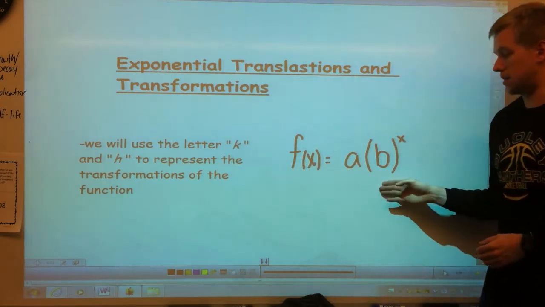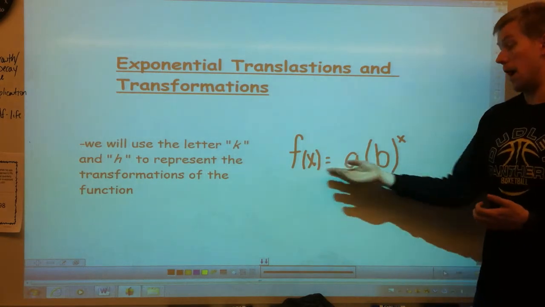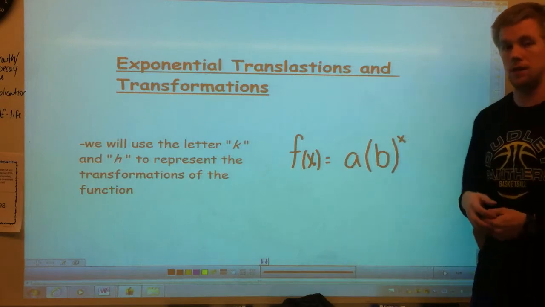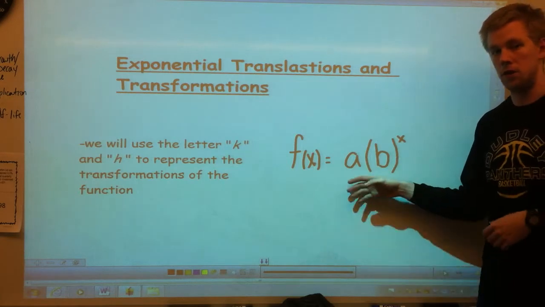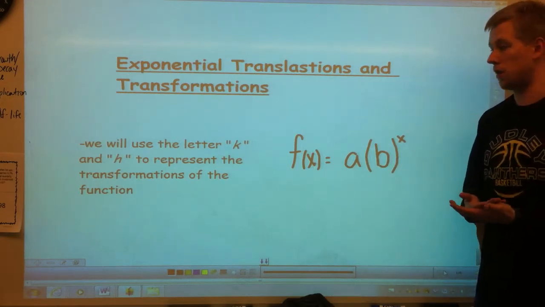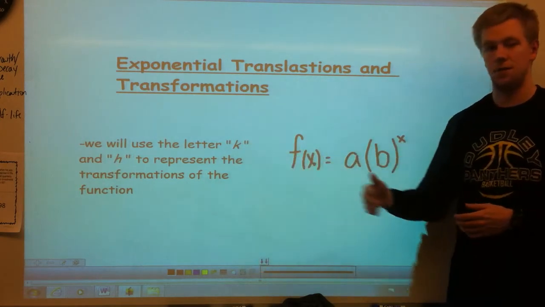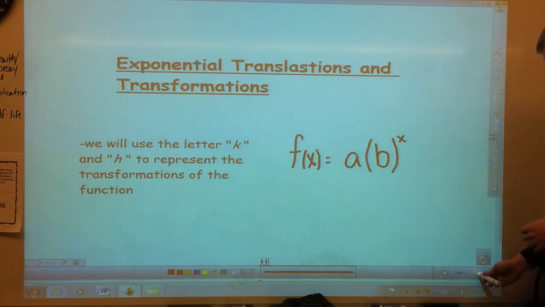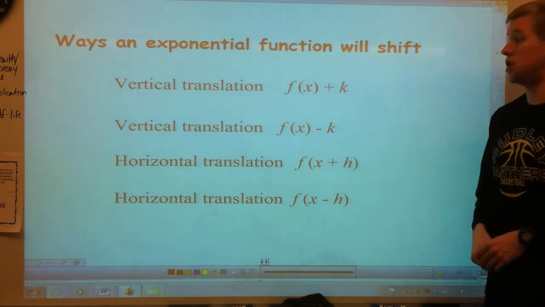Okay, this again is my generic function for my exponential graphs. I have a times b to the x. This x is an exponent, which makes it an exponential function. This is always just the parent function, because it's the first thing that you always start with. Based on this parent function, we'll either add or subtract k or add or subtract h as we go along. You'll see that in the next part. So that is the basics of the ways an exponential function will shift.